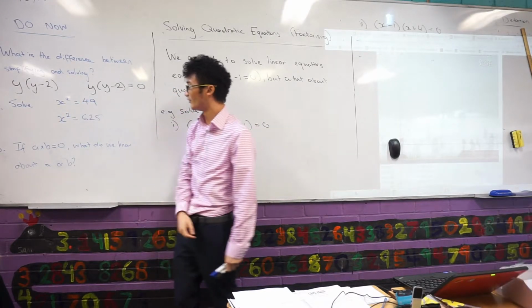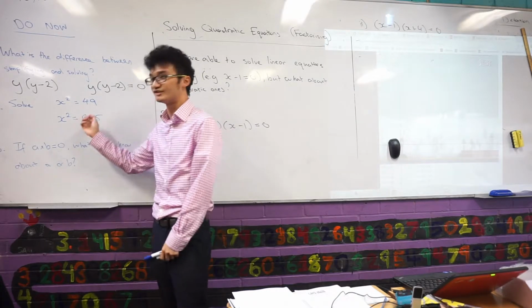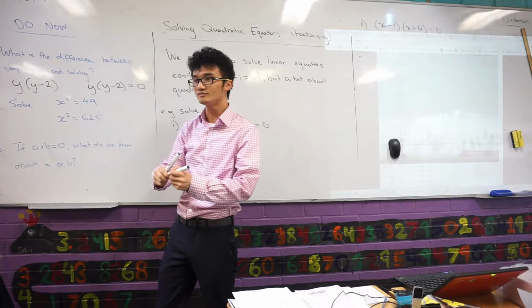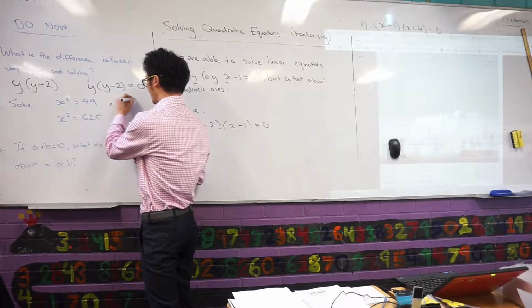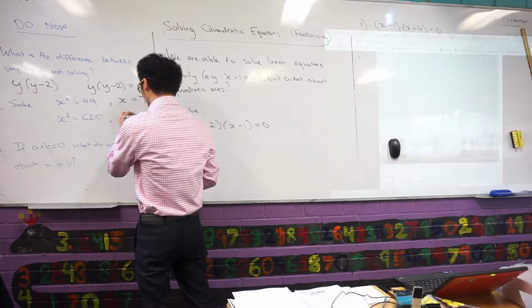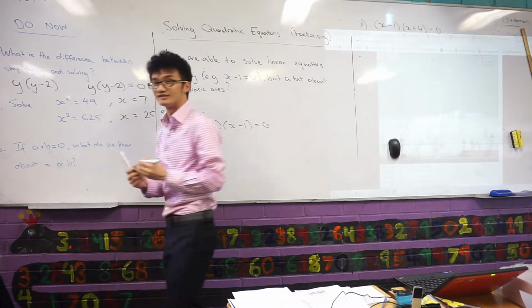Here I've got x squared equals 49. Here I've got x squared equals 625. Abby, did you have an answer for that first one? x equals 7. And Maddie, did you have one for 625? Okay, let me just pause there. There is nothing wrong with these answers, right?